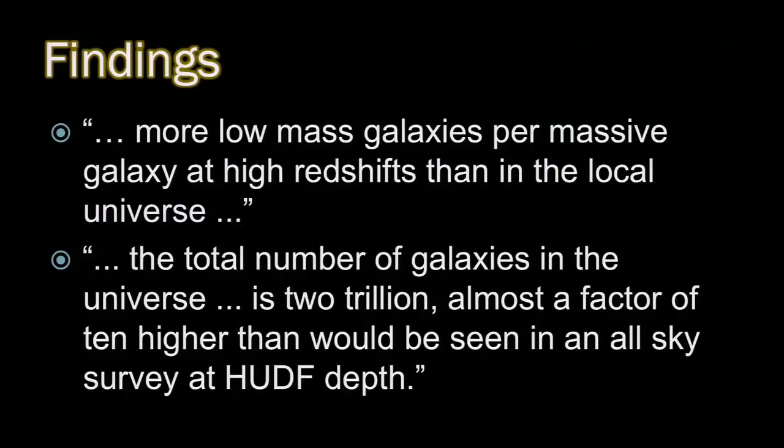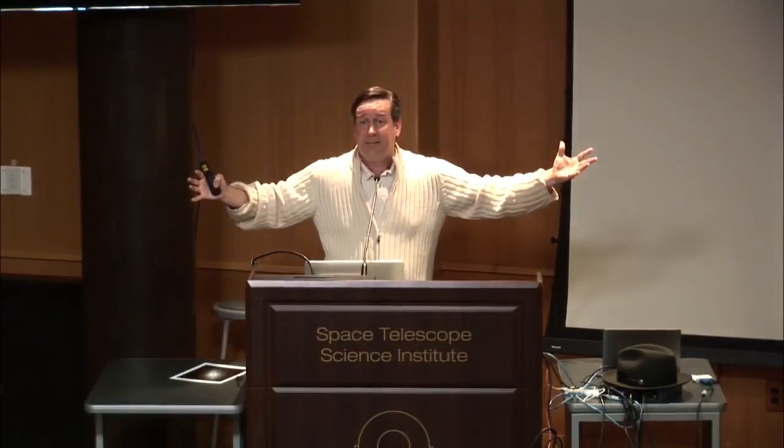They say that there are more low-mass galaxies per massive galaxy at high redshifts than in the local universe by a large factor, a factor of 10 or so. And their result is that the total number of galaxies in the universe is 2 trillion, almost a factor of 10 higher than would be seen in an all-sky survey at HUDF depth. So if we could do the Hubble Ultra Deep Field across the entire night sky, they're still saying we would only see 10% of the galaxies in the universe. Kind of impressive, huh?